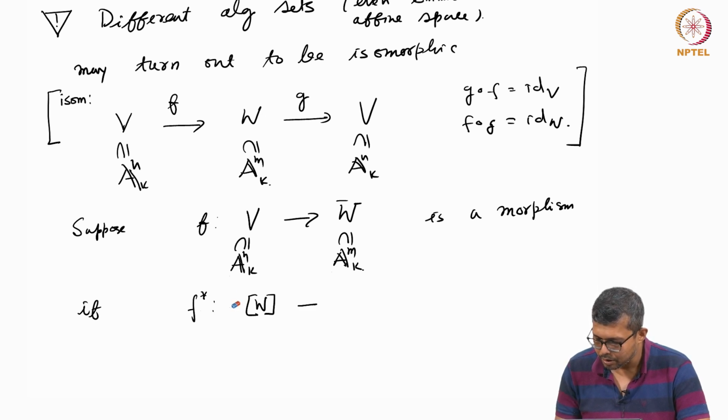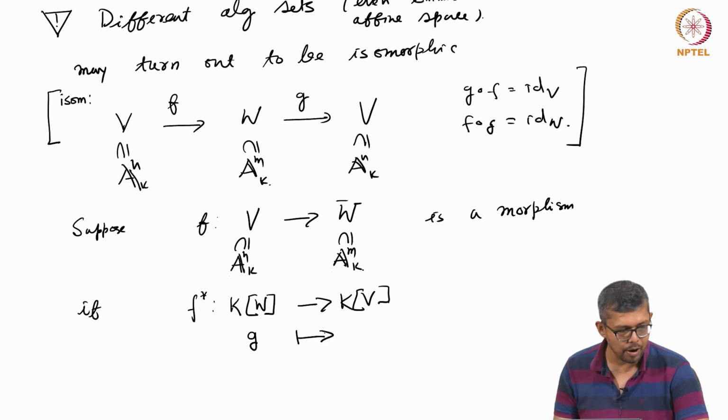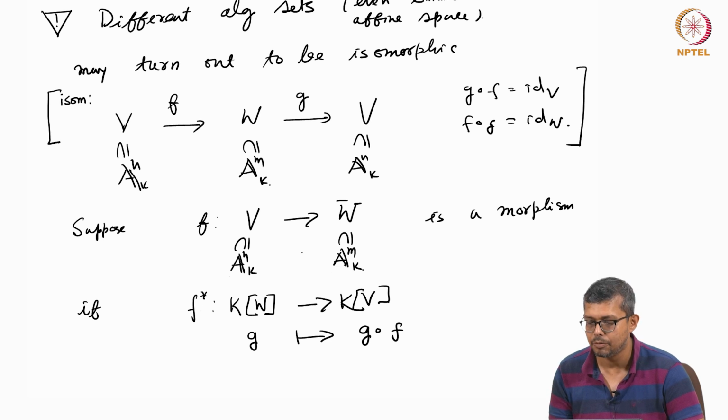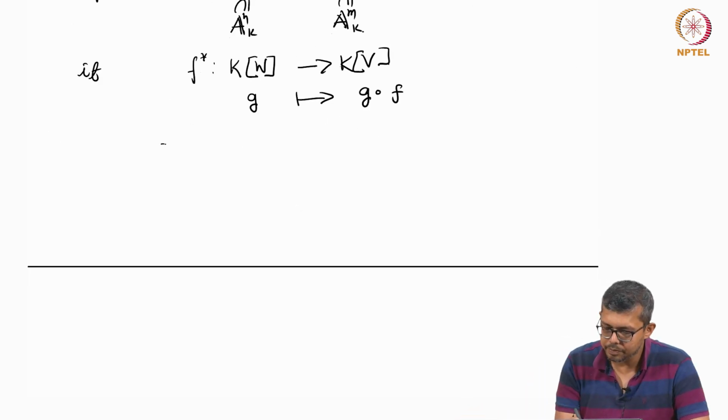So what is this map? K[W] is the set of all regular functions. You take some function g and define F star of g to be g composition F. First go to W and then apply g. Then it is a function from V to K, and that is a regular function. So this is how F star is defined, if F star of g is a regular map.